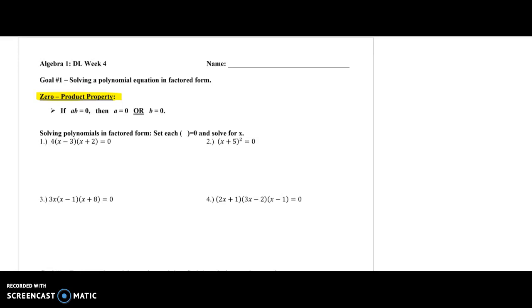So if AB is equal to 0, A times B is equal to 0, then A is equal to 0 or B is equal to 0. Sounds a little confusing, doesn't really seem like it would make any sense, but once we get into actually solving some of these problems, I think it will really help. So if you look at the directions here, solving polynomials in factored form, we're going to set each parenthesis equal to 0 and then solve for x. Those are going to be all of our possible solutions.